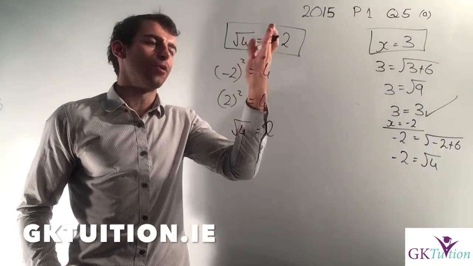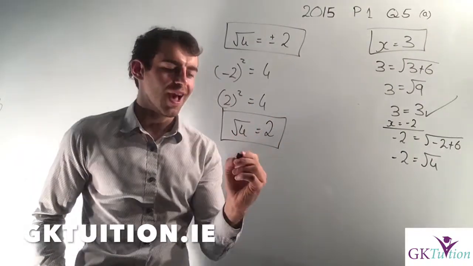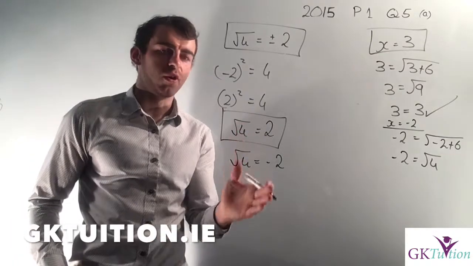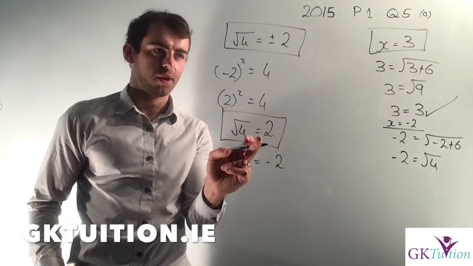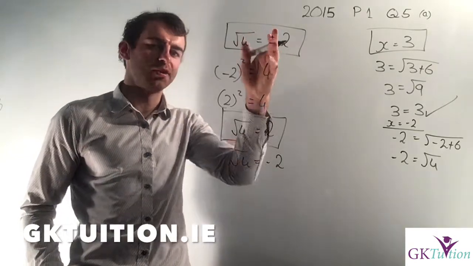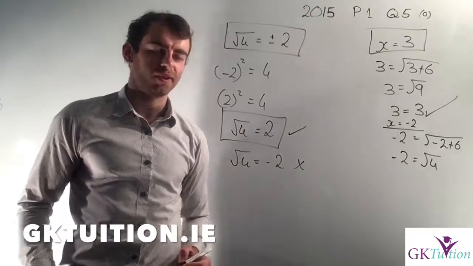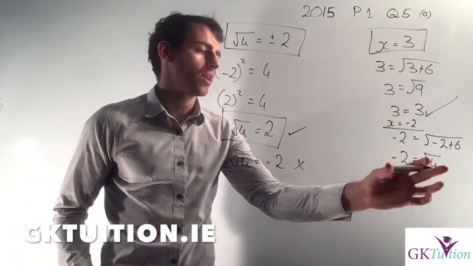I can say the square root of 4 is plus or minus 2, or I can say the square root of 4 is 2. But you cannot say that the square root of 4 is minus 2. If you're only taking 1 answer, you have to take the positive one. If you're taking 2 answers, you can take positive or negative. But if you're only taking 1 answer, you have to take the positive one, and you can't take the negative one. So in this case, I'm clearly only taking 1 answer.